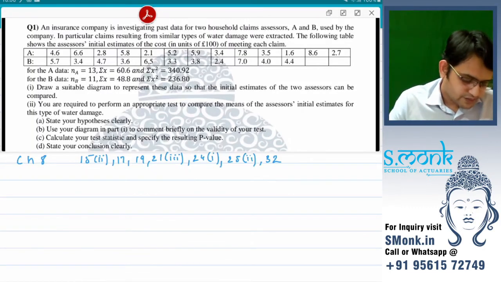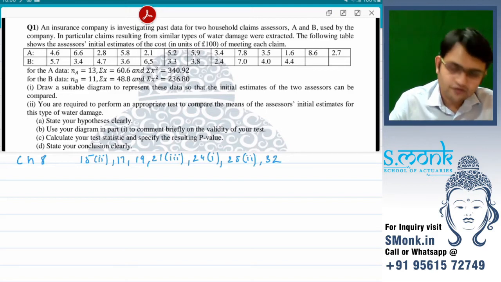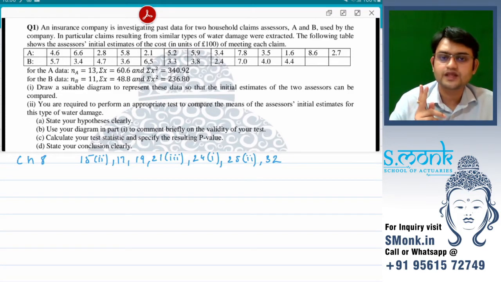So an insurance company is investigating past data for two household claim assessors, A and B, used by the company, in particular claims resulting from similar type of water damage. I talked about this. When we have two assessors, then either we can have two samples from two normal distributions, or we can have two samples from the same distribution, but it is going to be paired data, right?